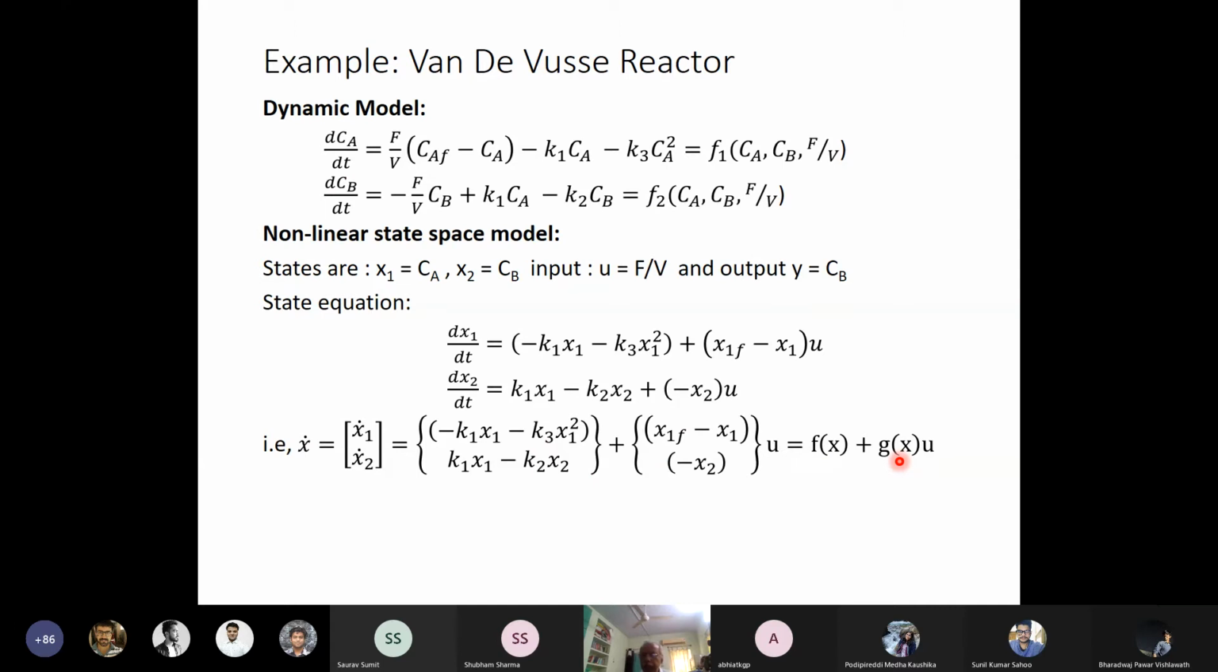One thing you have to keep in mind: in this equation, it is pretty easy to separate out the component of u. That means it's pretty easy to write these equations as f(x) plus g(x) into u. There are many cases where it is not easy to separate out the u component, which means it's not possible to write the equation in a control affine form. Then the nonlinear state equations will be x dot is equal to f(x, u).